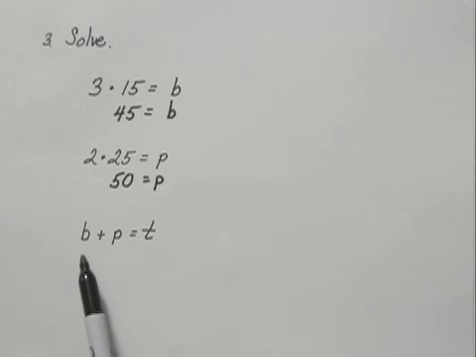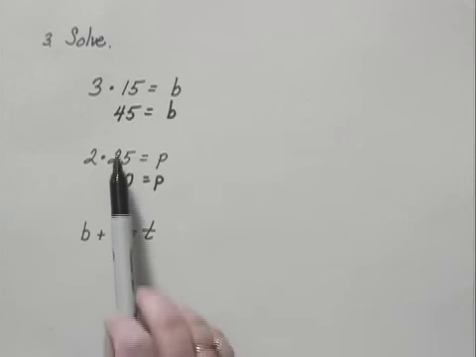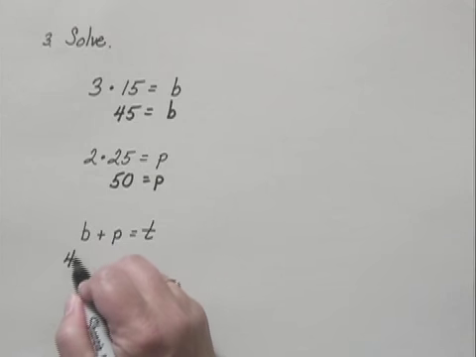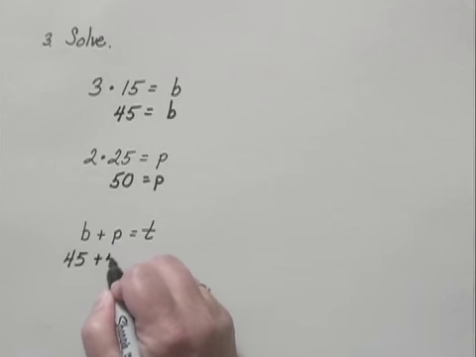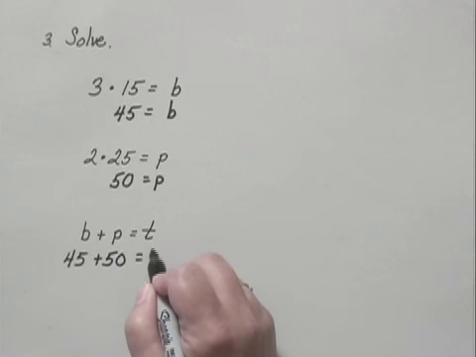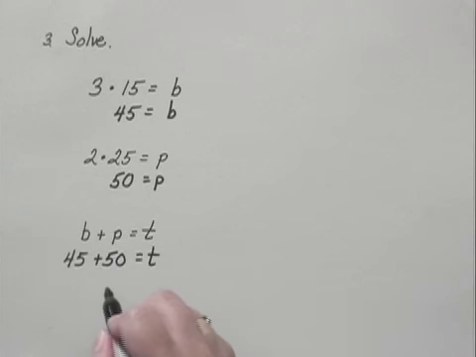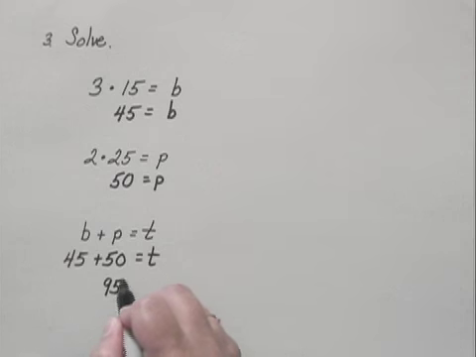And then for the final one, we now know B and P. So we can substitute 45 for B and 50 for P, and that equals T. 45 plus 50 is 95, so 95 equals T.